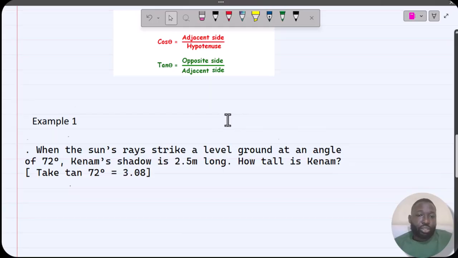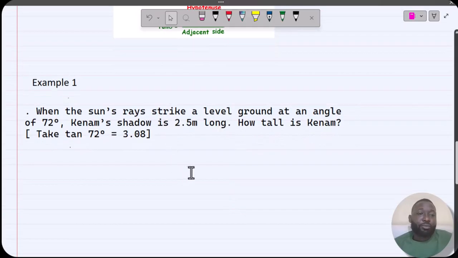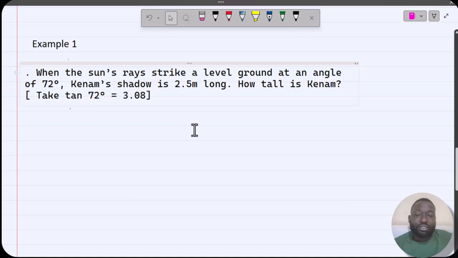Okay, so let's quickly dive into it. It says that when the sun's ray strikes a level ground at an angle of 72 degrees, Keenan's shadow is 2.5 meters long. How tall is Keenan? And then we are given to take tan 72 degrees as 3.08. I believe that is what we are given as 3.08.